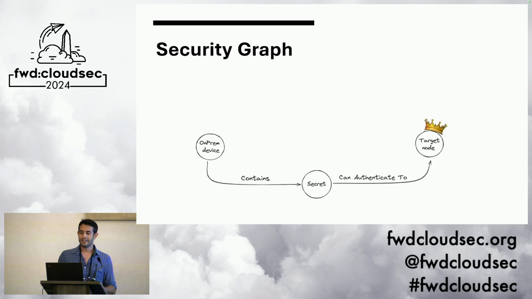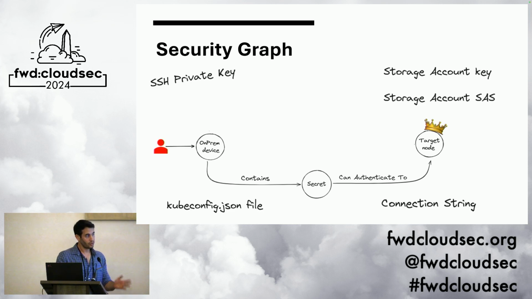Now, let's augment this approach with a different type of secrets, ones that do not involve an identity node and go directly to the resource. This is how we chose to model it. We are saying that a device contains a secret that enables authentication to another resource. So we have SSH private keys, SQL connection strings, kubeconfig files, storage account SAS, and many more.